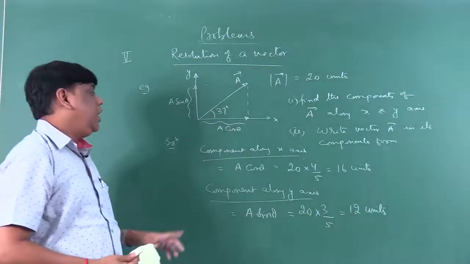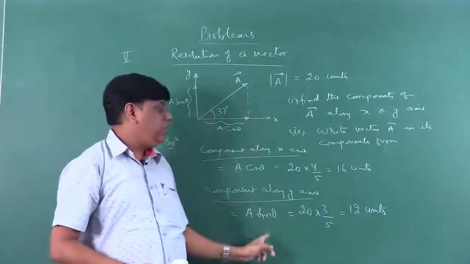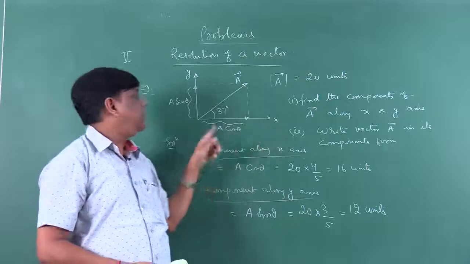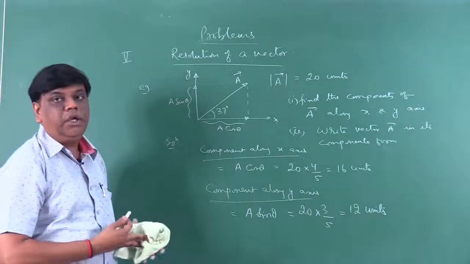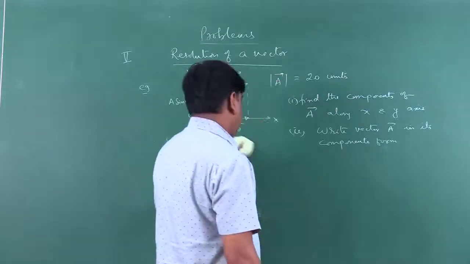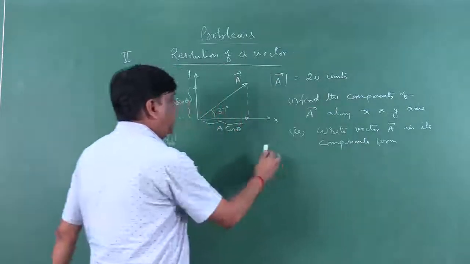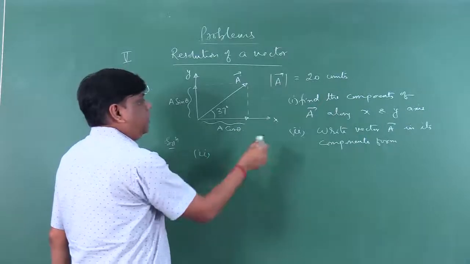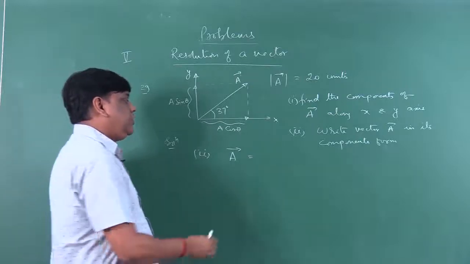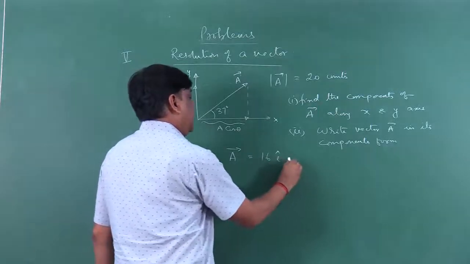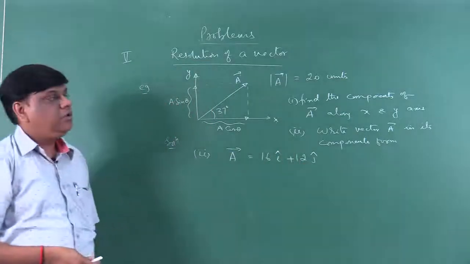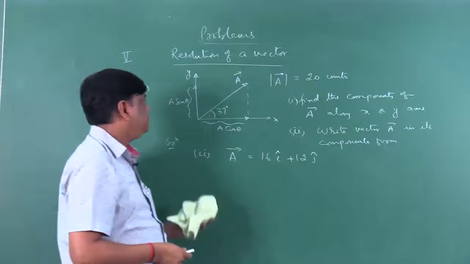क्लियर. सो द x component of this vector is 16 and the y component is 12. X component pointing in the positive x direction and y component pointing in the negative x, positive y direction. 16 and 12. So what I can write the answer to the second bit. Vector को लिखना है form में, components form में. तो 16 is along I cap and 12 is along j cap. So this becomes the answer to the second bit. Clear? Okay.